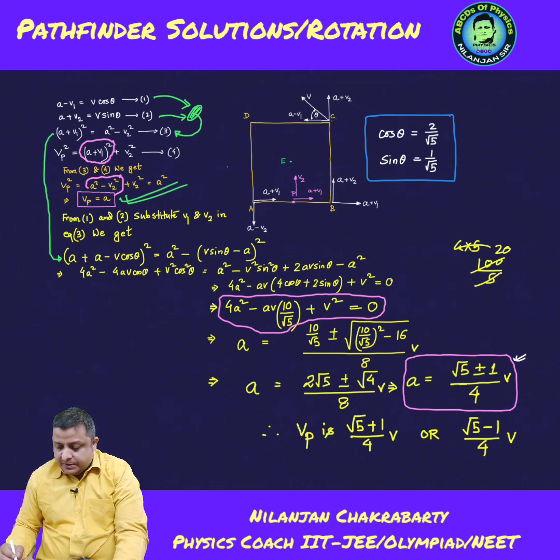A is root 5 plus minus 1 divided by 4 multiplied by V. So that means Vp. So Vp is same as A. So Vp is either root 5 plus 1 by 4 V or root 5 minus 1 by 4 V.